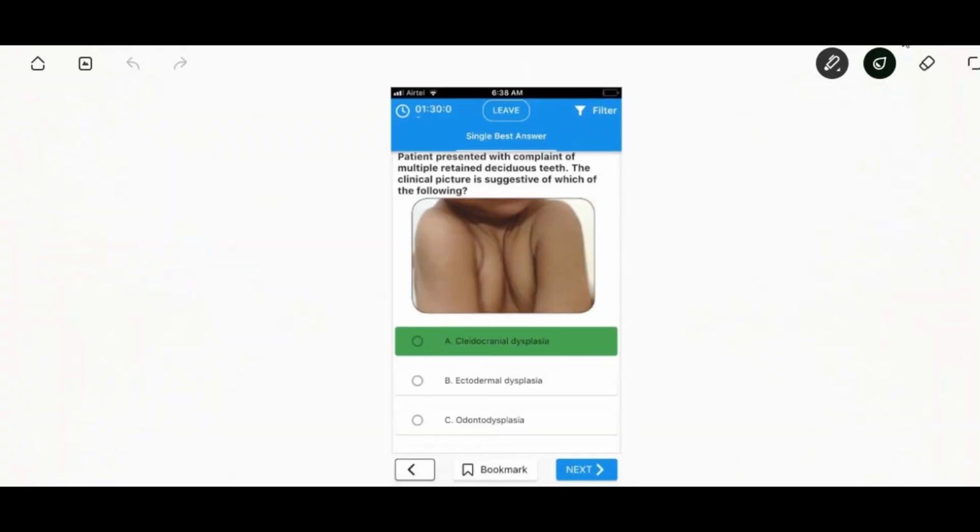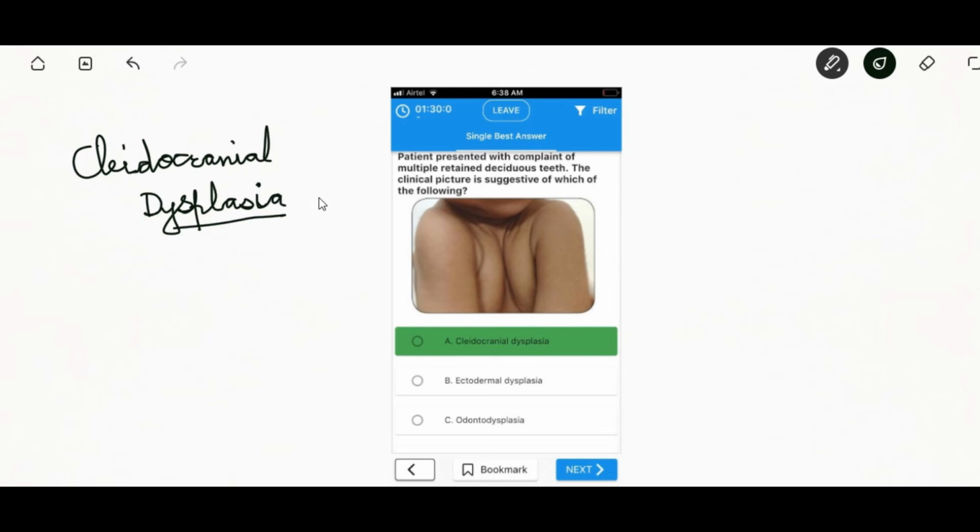A patient presented with a complaint of multiple retained deciduous teeth. The clinical picture is suggestive of which of the following? The answer is cleidocranial dysplasia. In this picture, you can see the dental findings. In this picture, you can see the clavicular abnormality, suggesting cleidocranial dysplasia.